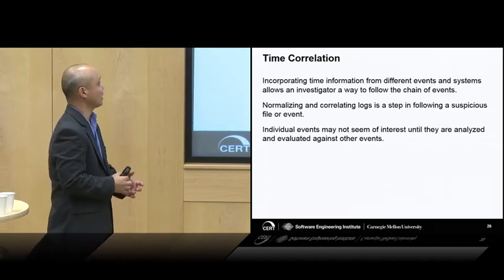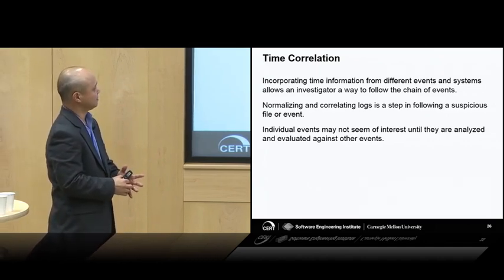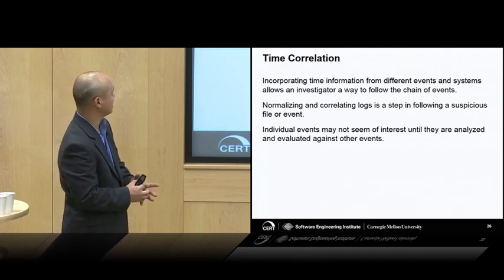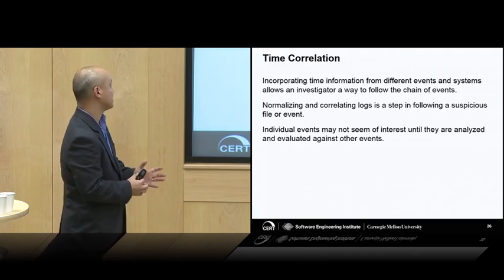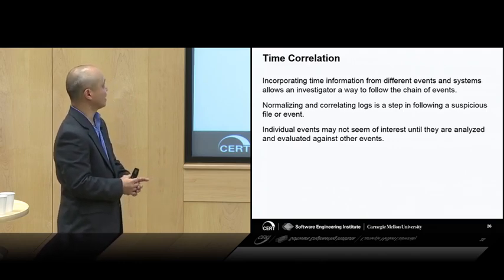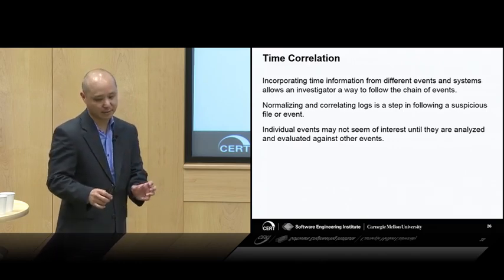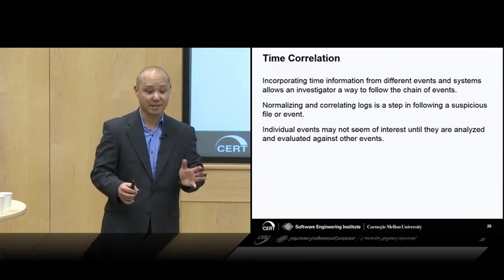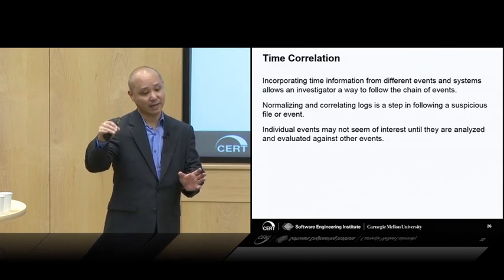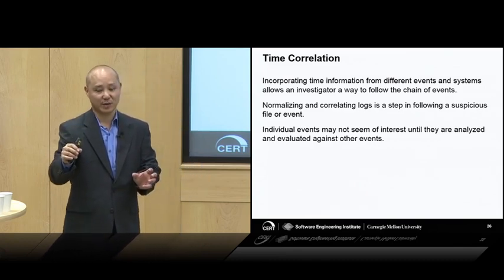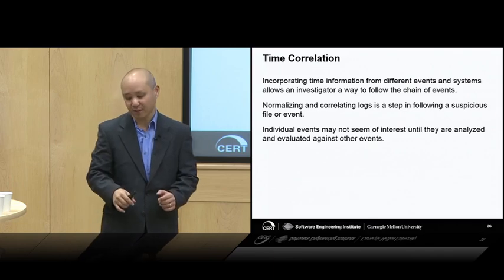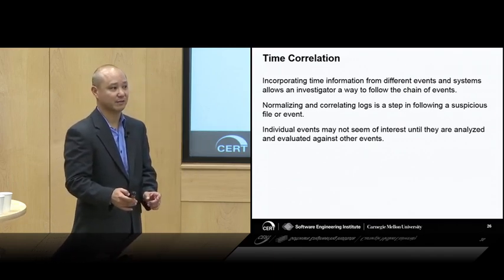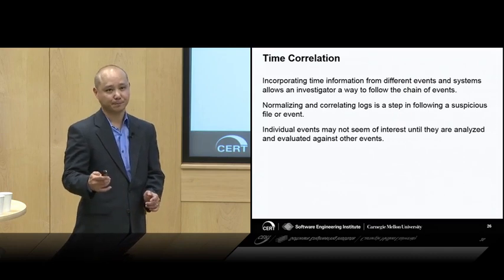Normalizing, as I mentioned, and correlating logs is a good idea, not necessarily easy, as I mentioned. Individual events may not seem of interest until they're analyzed and evaluated against other events. So some things, like I mentioned, the DDoS happening at this time, and then you may find out later that this ingress or exfiltration happened shortly after when that DDoS started coming. So that kind of correlation will help you get a better picture of your adversary and how they're coming at you.